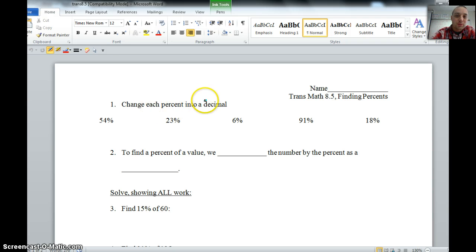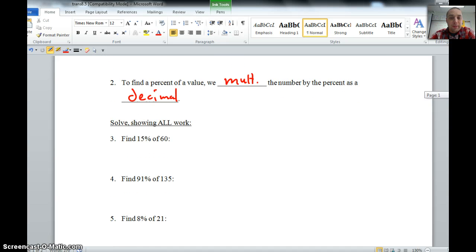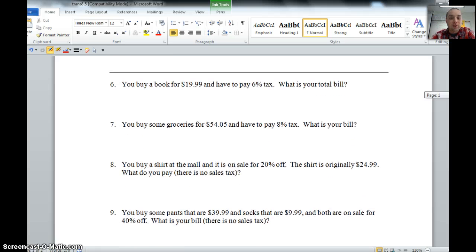Change each percent to a decimal. You're going to come back and do that one just a little bit. Number 2 says to find a percent of a value, we multiply the number by the percent as a decimal. Right? That's the part we talked about right at the beginning of the lesson that we learned back, I think it was like chapter 3 or even 4. And so a little practice on those 3, 4, and 5. I want to go down to number 6 right now, though.